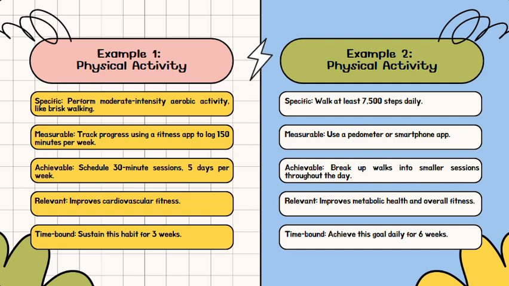And relevant: this is going to improve our metabolic health and overall fitness. So 7,500 steps daily has been proven to help with blood pressure, glucose control, as well as metabolic health. And then time-bound: we'll give this a try for about 6 weeks. So again, a couple more examples of SMART goals, this time related to physical activity. And tomorrow we'll take a look at SMART goals for stress management, and we'll also take a look at an article right before we dive into those goals.